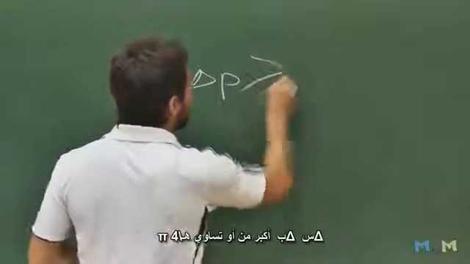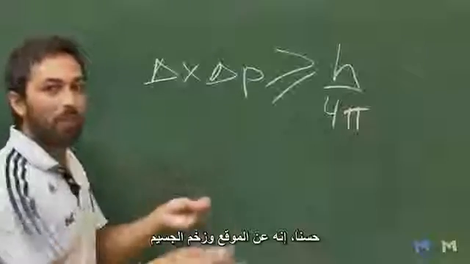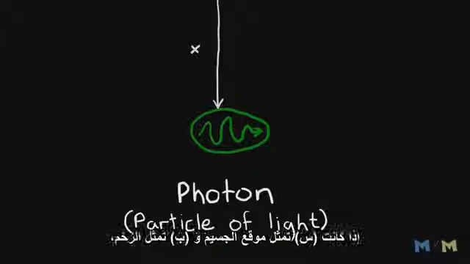To understand this, we have to look at Heisenberg's uncertainty principle. Heisenberg's uncertainty principle is normally written as delta x delta p is greater than or equal to h on 4 pi. So what does this mean? Well, it's about the position and the momentum of a particle. So x is the position of the particle and p is its momentum. So delta x is the uncertainty in position and delta p is the uncertainty in the momentum.